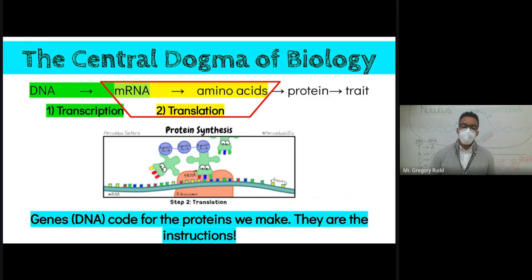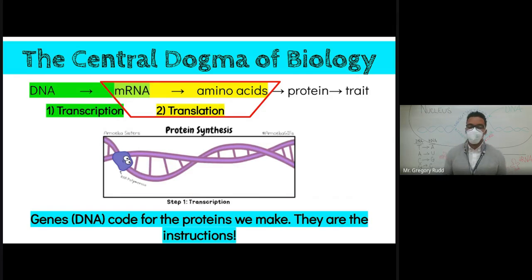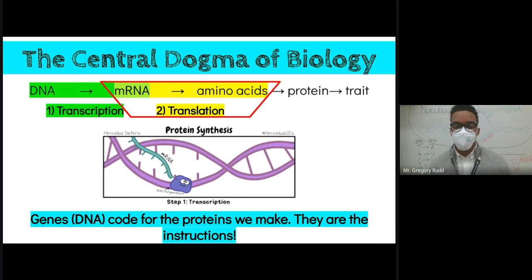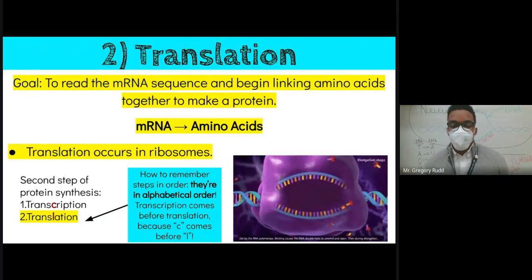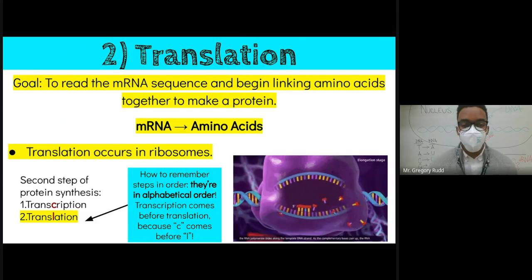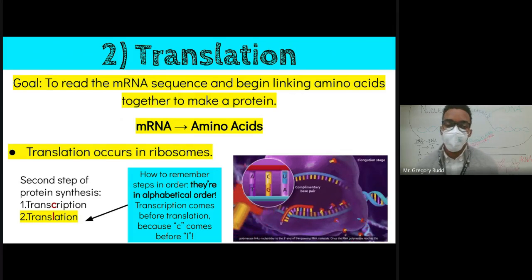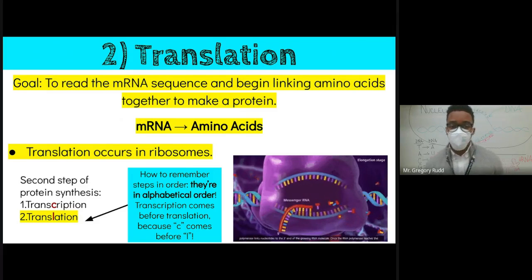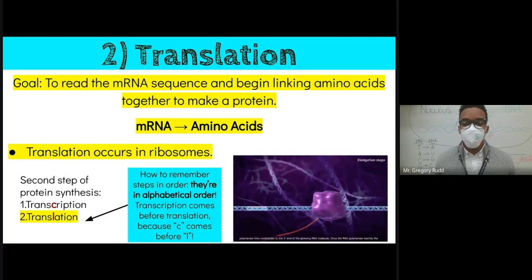Okay, so again, remember, genes code for the proteins that our cells make, meaning that they have the instructions. They are the instruction manual to eventually make a protein. So we're moving on to the second step today, translation. So the goal, I know there looks like a lot of information here. At the very least, try to write down what is highlighted in yellow, and we can take our time. I'll stay on this slide for a long time. But the goal of translation is to read that mRNA sequence and then use it to begin linking amino acids together to make a protein.